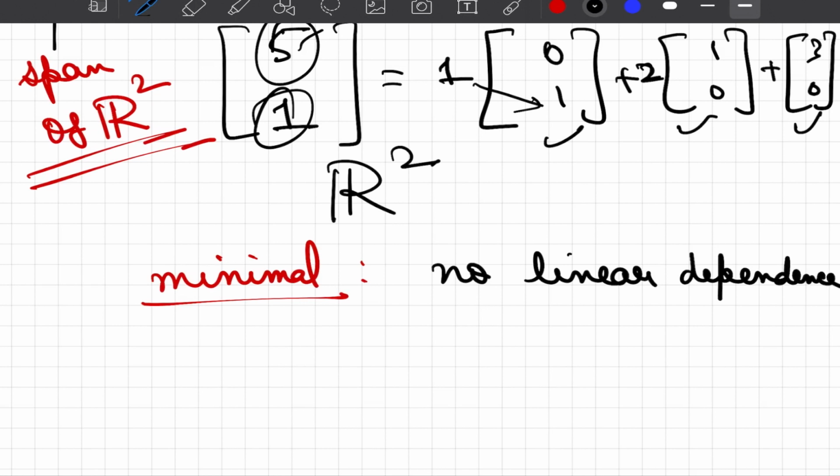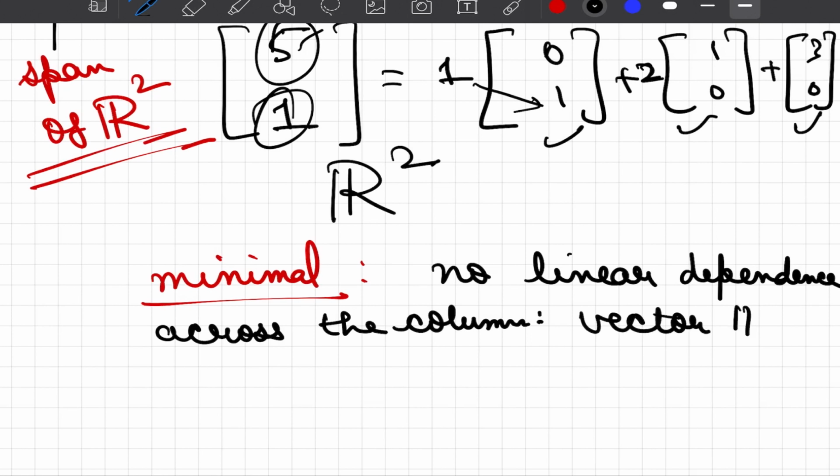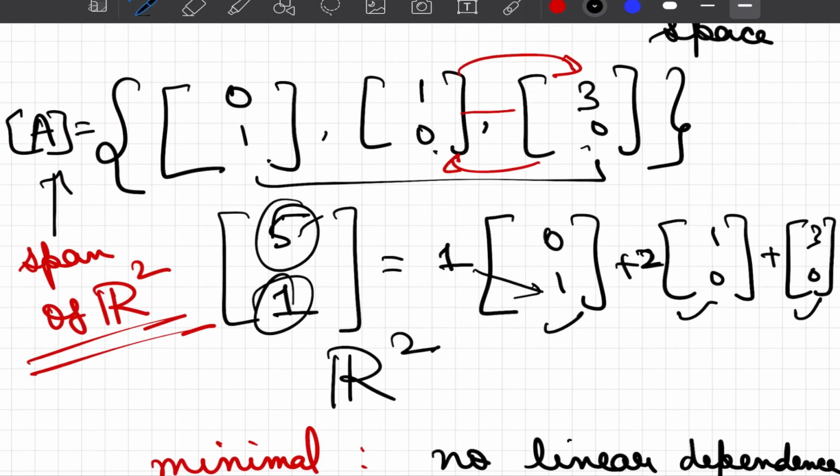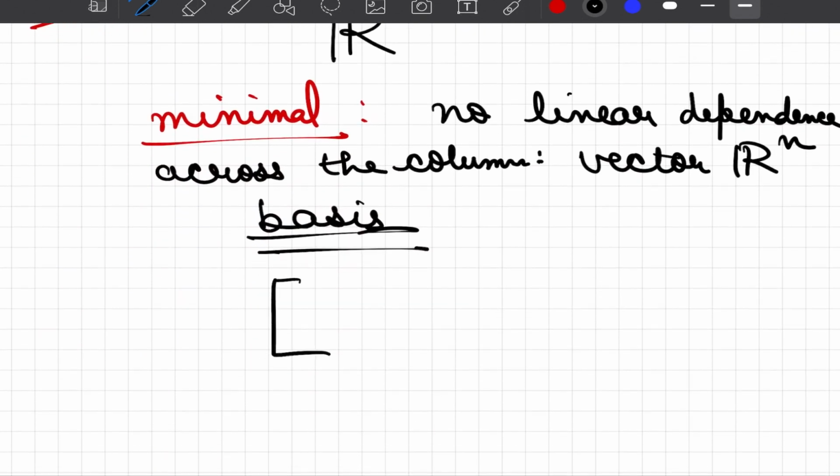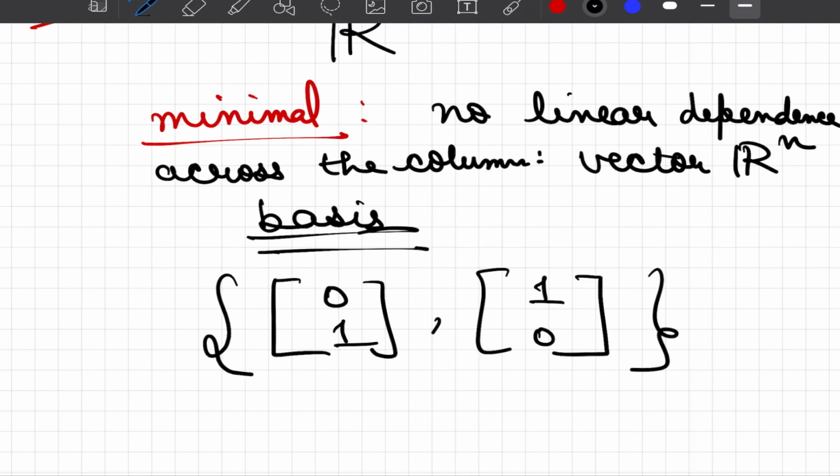dependency across the columns. If there is no linear dependence across the columns and we can still obtain any vector in the given n-dimensional vector space, we call such a minimal set the basis. Now it is very much clear here by intuition that this (3, 0) is the same as (1, 0) if you multiply it by 3. Hence, if we have to reduce a span to a basis, we only take the independent components, which in this case would be (0, 1) and (1, 0).